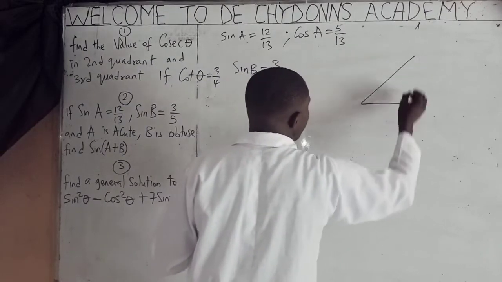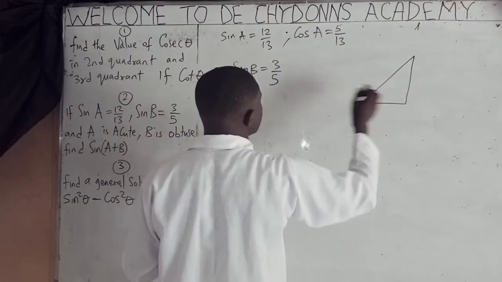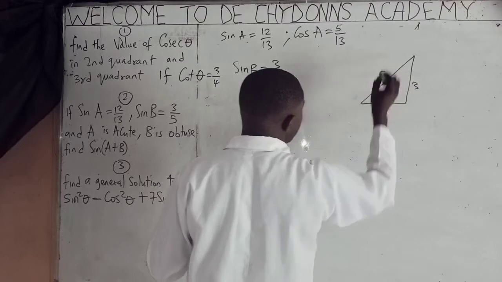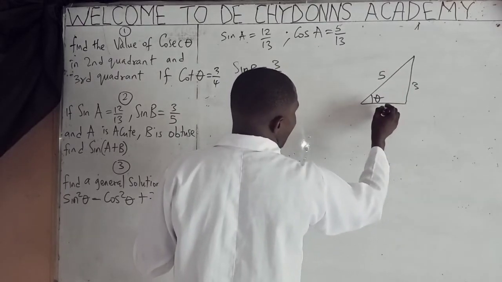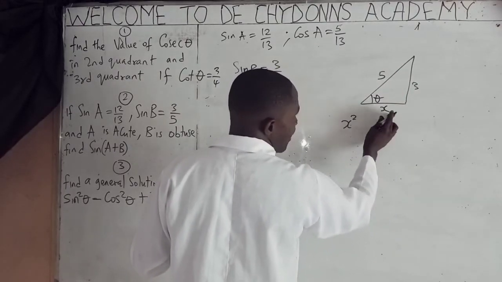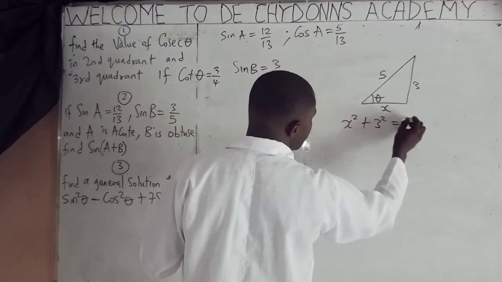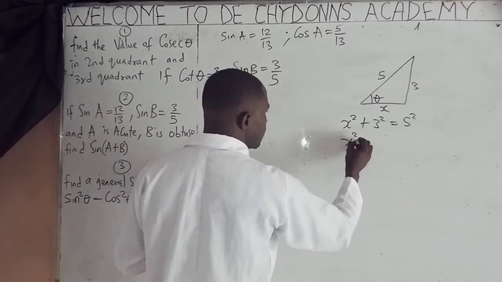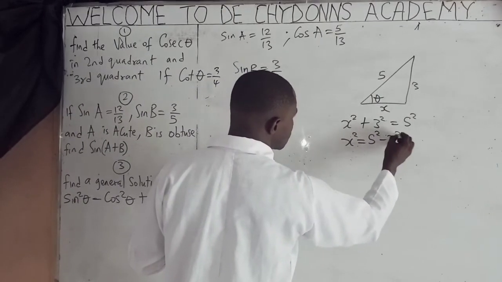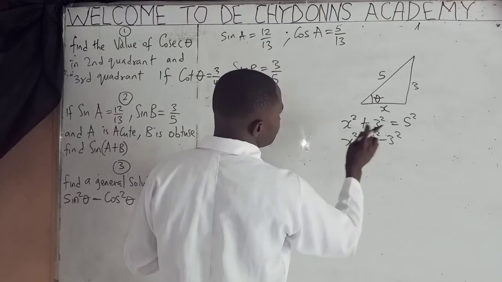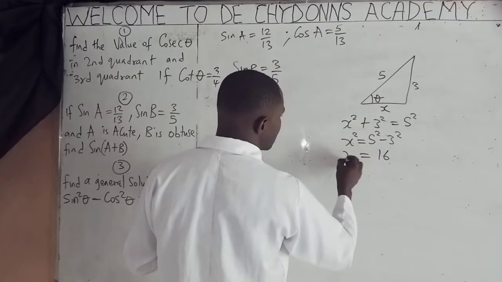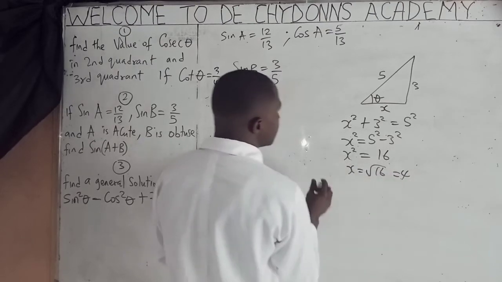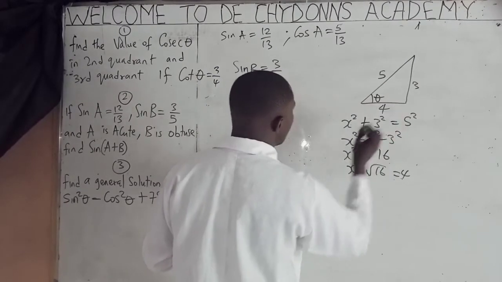We sketch another quadrant, another triangle, opposite 3, hypotenuse 5. So, adjacent, x squared for adjacent plus 3 squared will be 5 squared. From Pythagoras theorem, x squared will give you 5 squared minus 3 squared. That will be giving you 25 minus 9, 16. x squared equal to 16, x equal to square root of 16 equal to 4. Then I will clean this x and write 4.